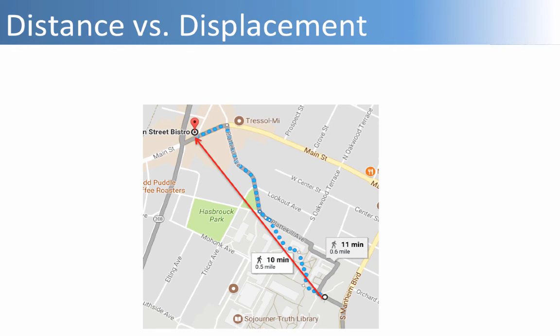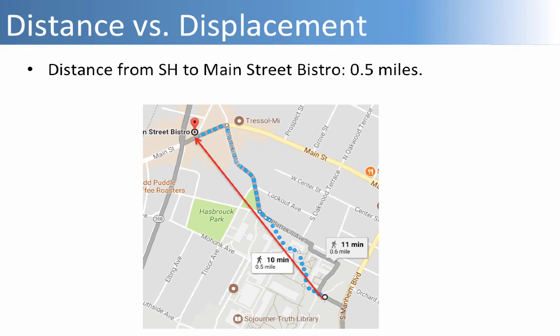Here's an example. If you were going from Science Hall, which on Google Maps looks like my arrow moved, is actually not on Google Maps, but does exist. Yes, it's right there. And the distance from Science Hall that Google Maps determined to Main Street Bistro is 0.5 miles. These blue dots, the walking dots.